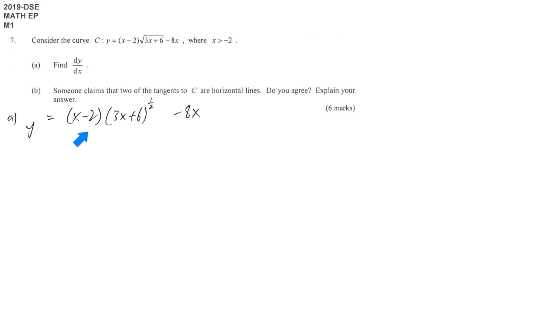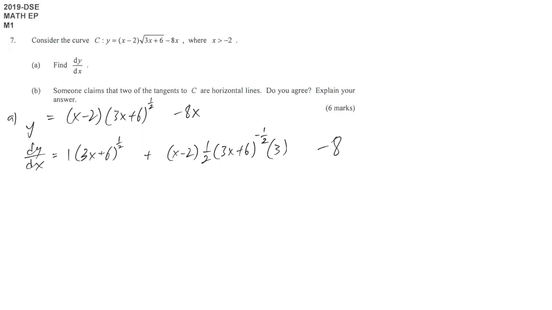Therefore, we are going to differentiate by using the product rule. dy/dx is equal to differentiating the first one and keeping the second one. We get 1 times, and then we keep the second factor. And then we keep the first factor and differentiate the second one. That's why we get 1/2 (3x + 6) to the power of -1/2. And don't forget by the chain rule, you need to differentiate what is inside. So it gives you 3. And the separate term -8x is easy to differentiate, just -8.